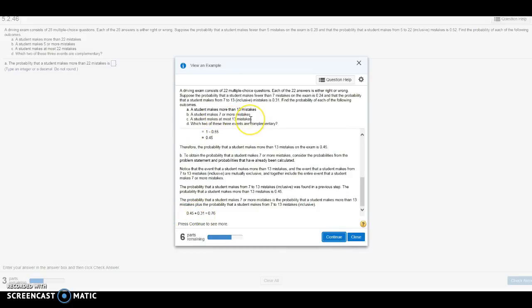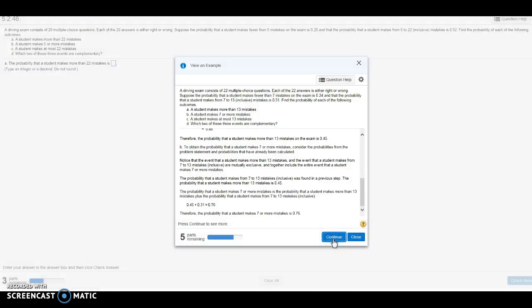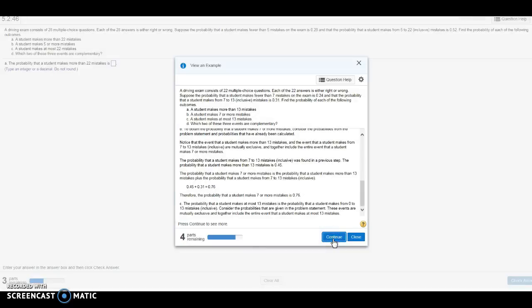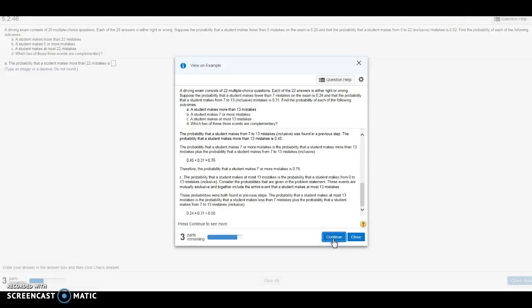A student makes at most 13 is going to be from 0 up to 13, so that's going to be fewer than 7 plus 7 to 13. So I'm going to add the 0.24 and the 0.31. And they go through how I'm going to find that.